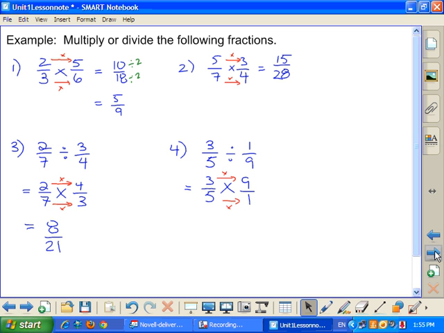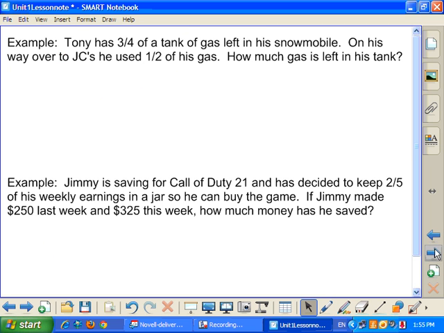All right. So 3 times 9 is 27. 5 times 1 is 5. And there we are. We now have done examples of multiplication and division. There are a couple of word problems in this section, so let's just do a couple of examples.